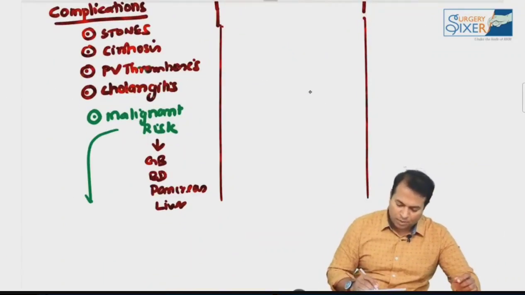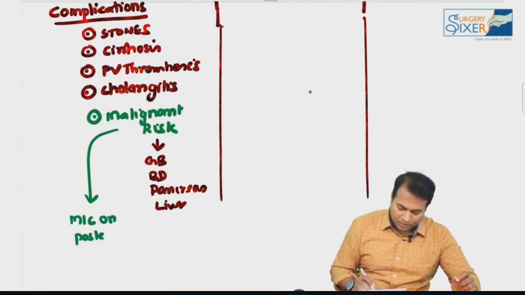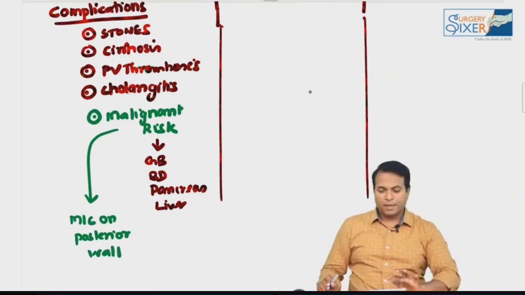The malignant risk is more common on the posterior wall of the cyst. Most common on the posterior wall of the cyst. Okay. And coming to the complications of EHBA.